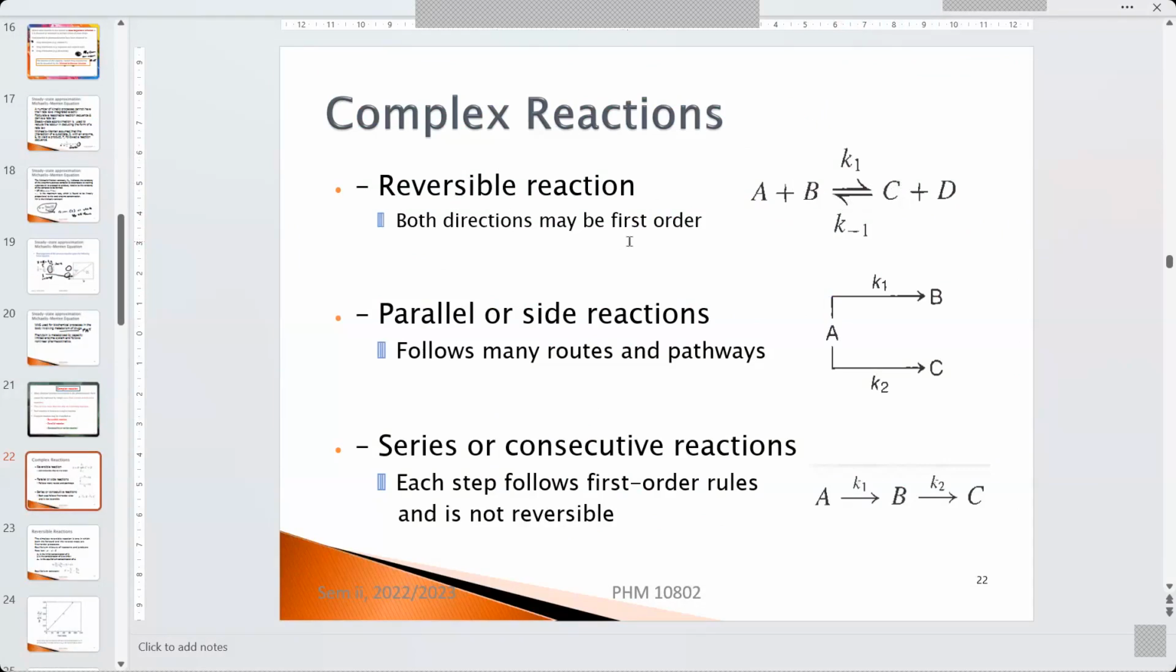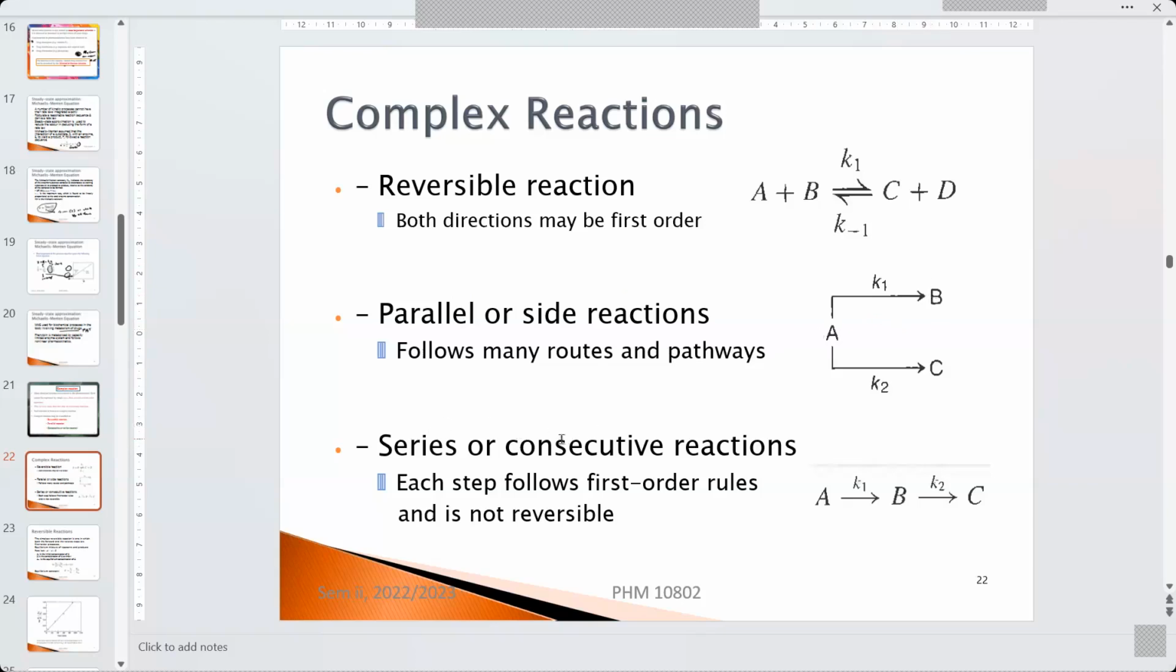Both directions here may be first order, but the equation will be complicated because we have two reactions, actually, not one. We have A and B that give C and D. At the same time, we have C plus D that may give you A and B. You have forward and reverse reactions. We have parallel or side reactions where A will give B and C. It will follow many routes and pathways. So in the equation, you will have probably A, B, and C.